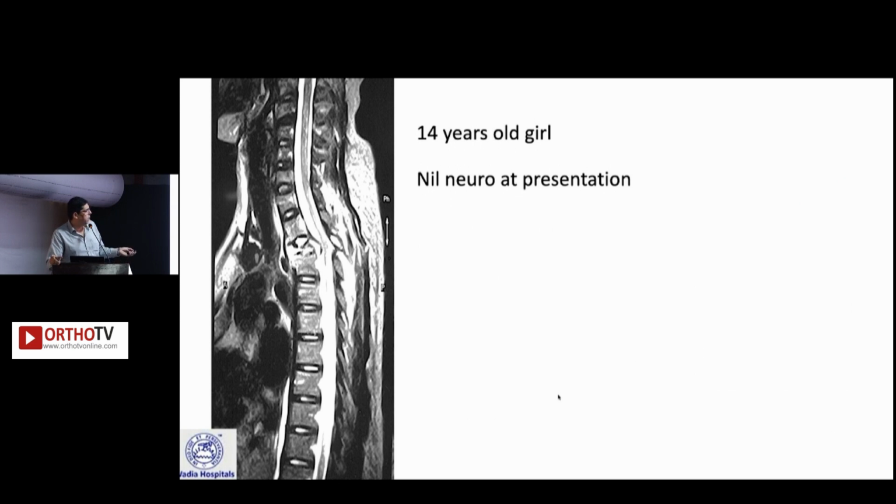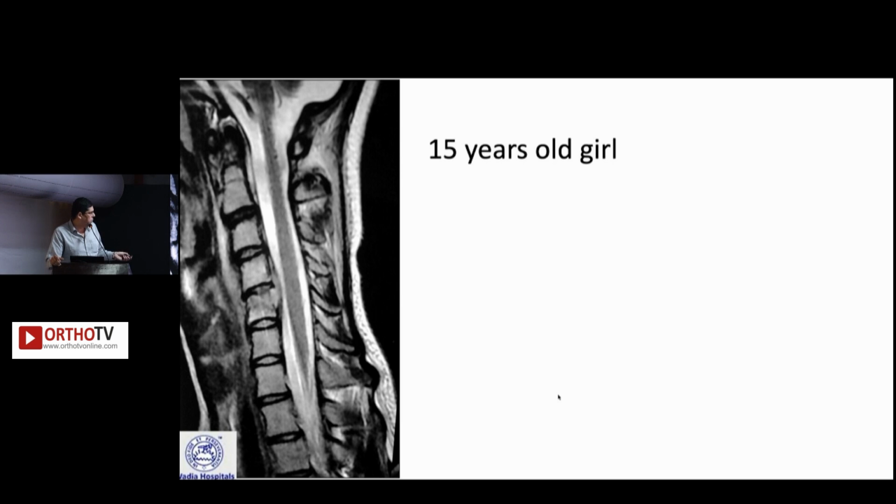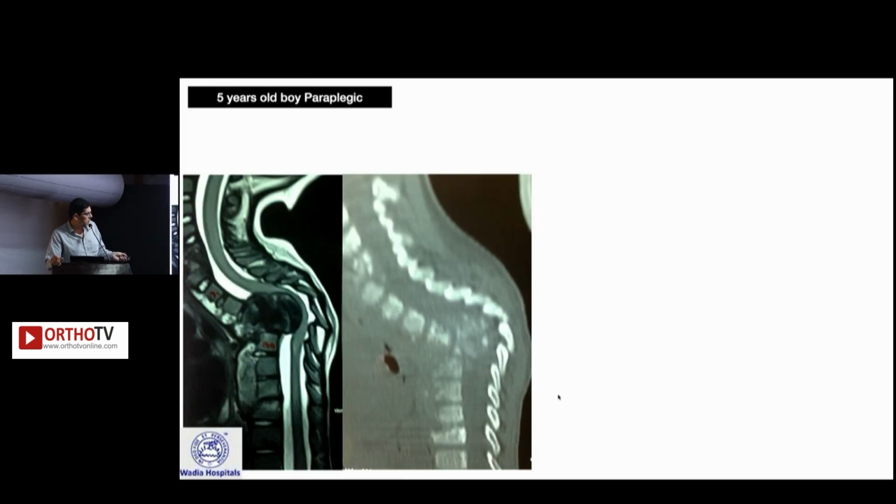This was a 14-year-old girl. She was actually nil neuro at presentation. Eventually she had a worsening, catastrophic progression and required treatment. Okay, and this was biopsy proven. So another 15-year-old girl, and again had progression and required surgery.